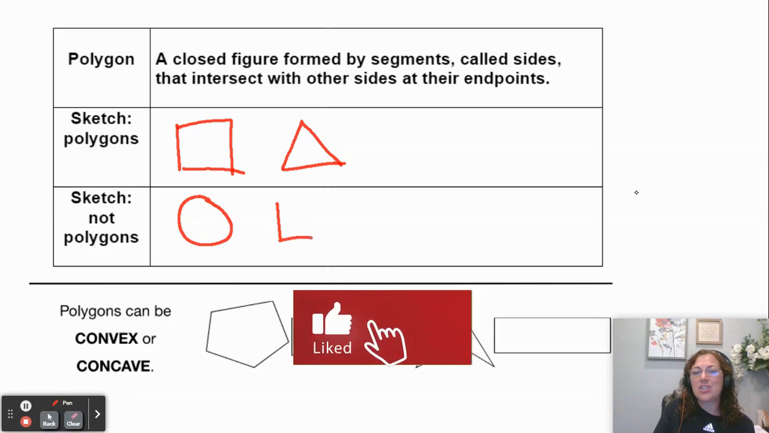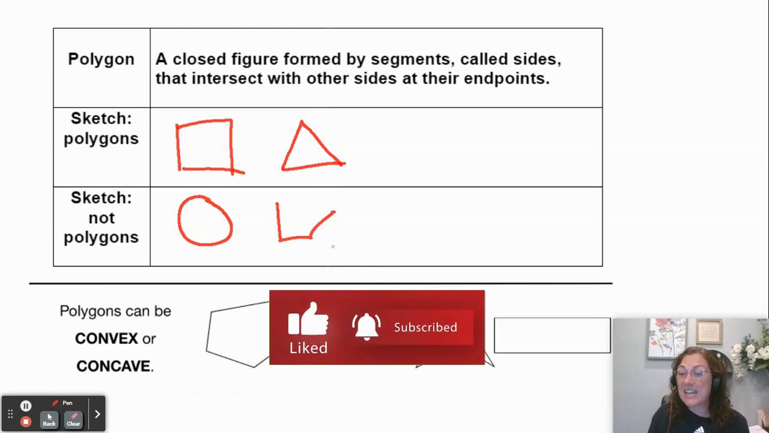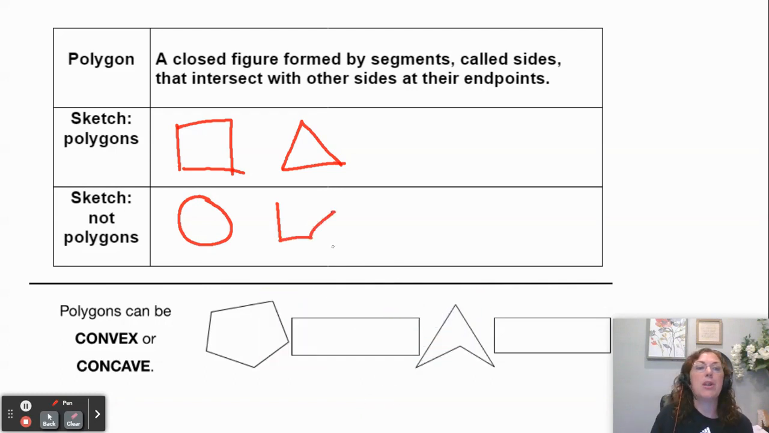Also, if we had just some sides, but they didn't connect with each other, that would not be a polygon as well. Polygons can be convex or concave. So convex would be where the sides point out away from the center, and concave would be where the sides come into the center. I like to think of it like that.